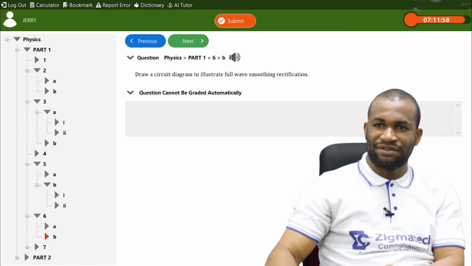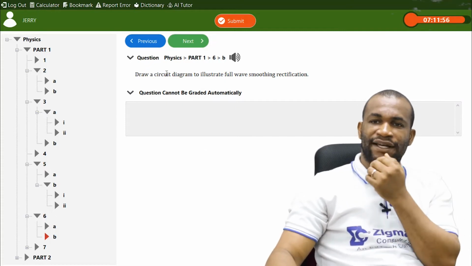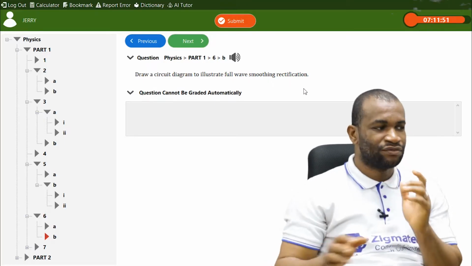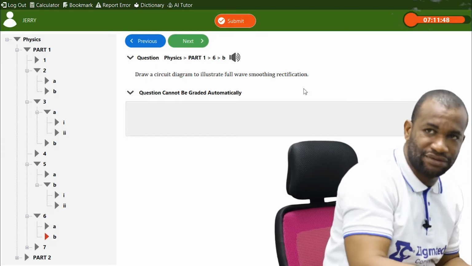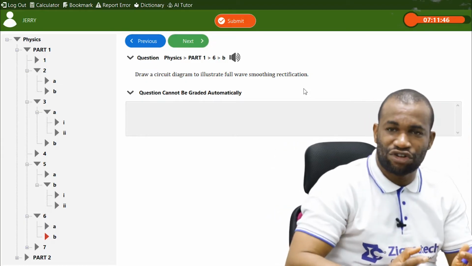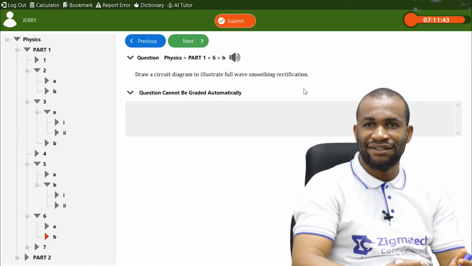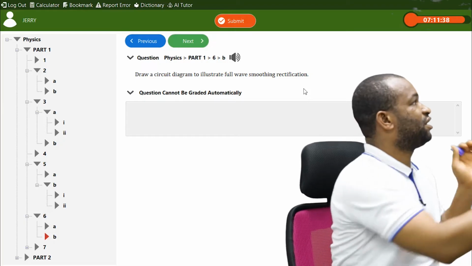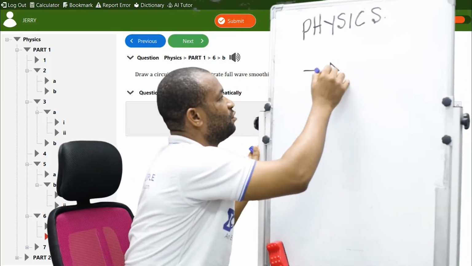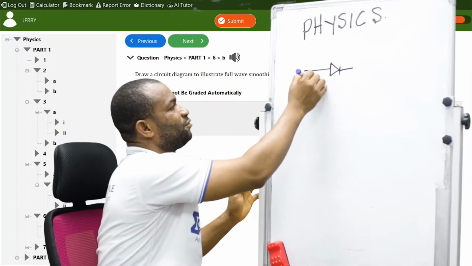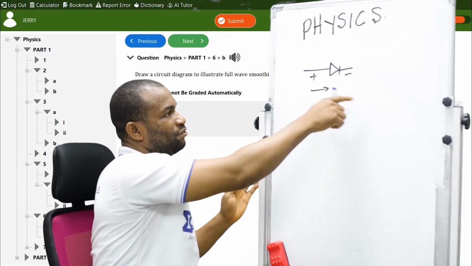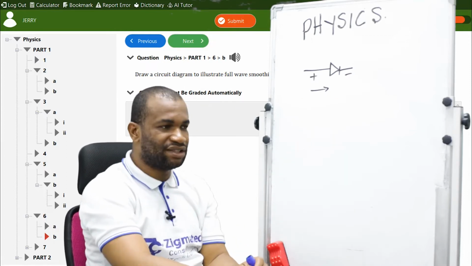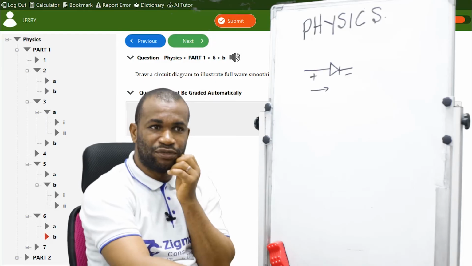Okay, we have number 6B. It says draw a circuit diagram to illustrate full wave smoothing rectification. Rectification needs a diode. A diode is that electrical component used for rectification, which allows current to pass in one direction. So this is the diode, this side is positive and this side is negative. Current flows from a higher potential, the more positive part, to the negative. That is a diode. Now, how do we use it for smoothing? What is smoothing?